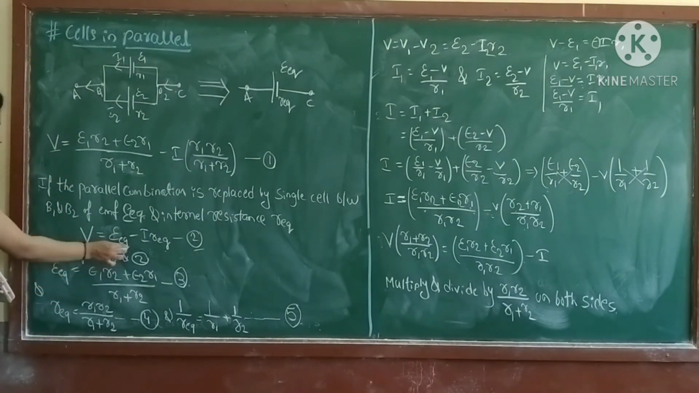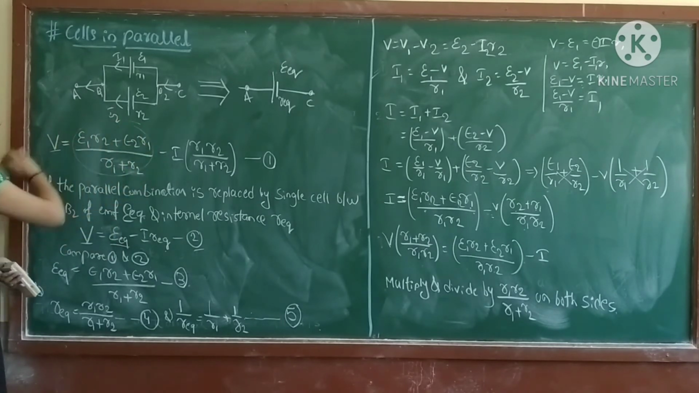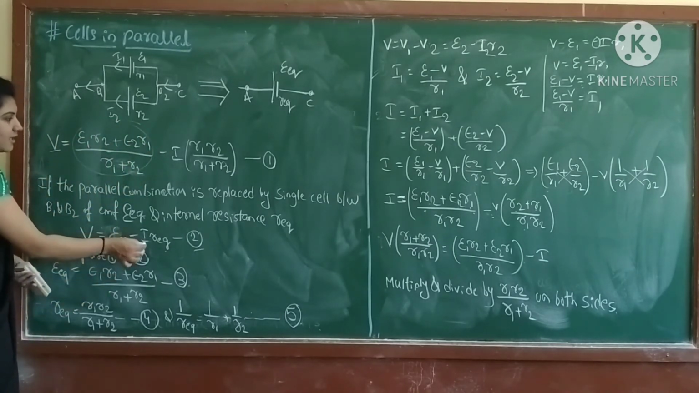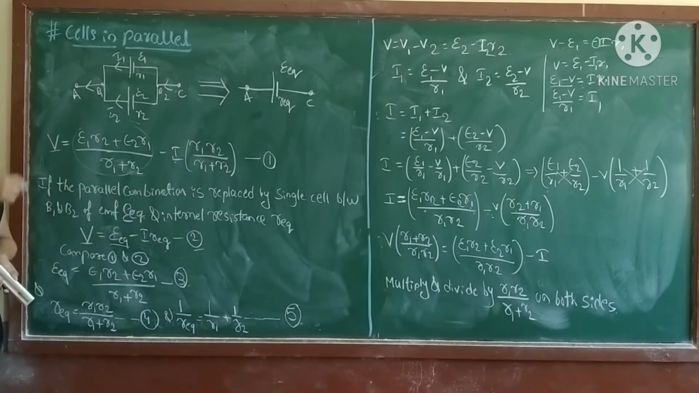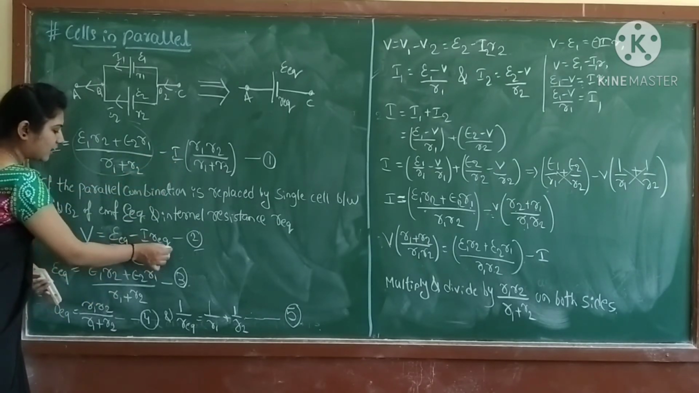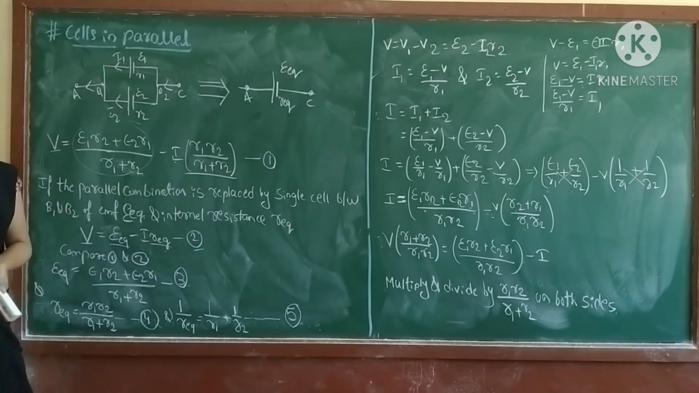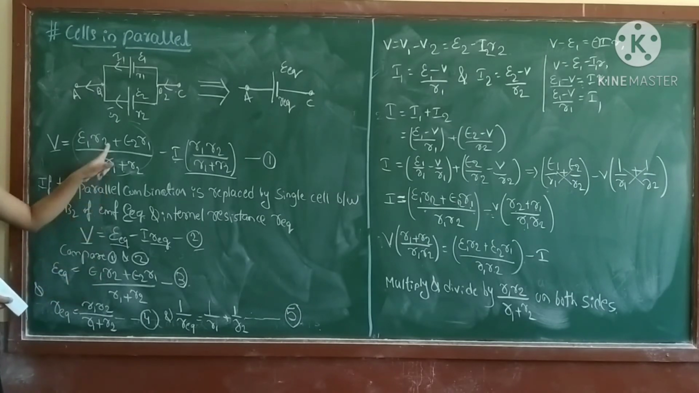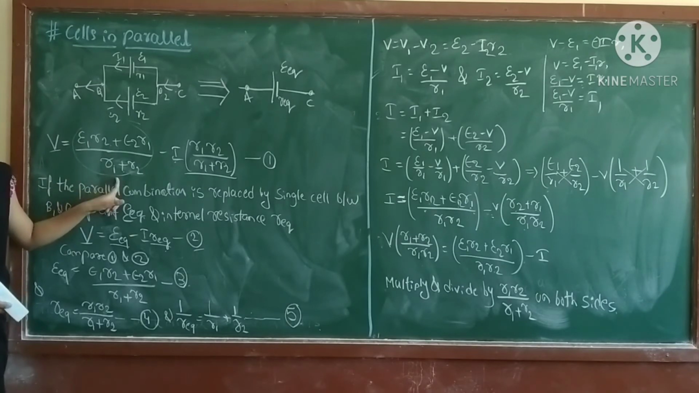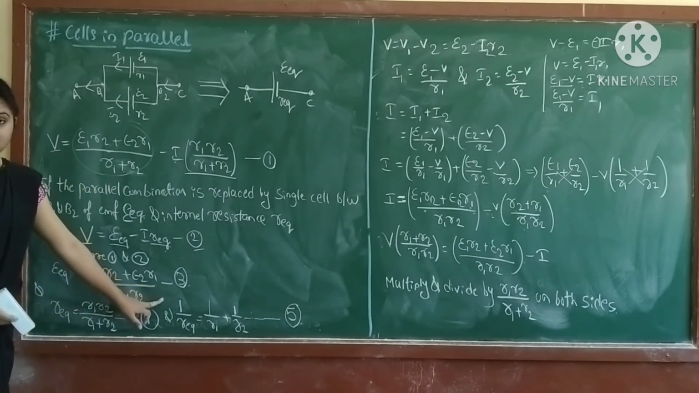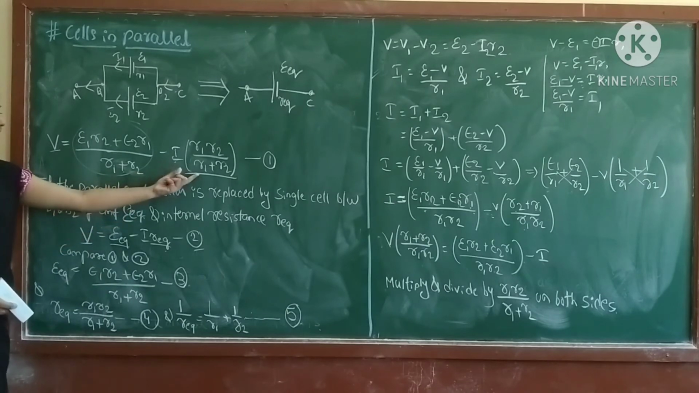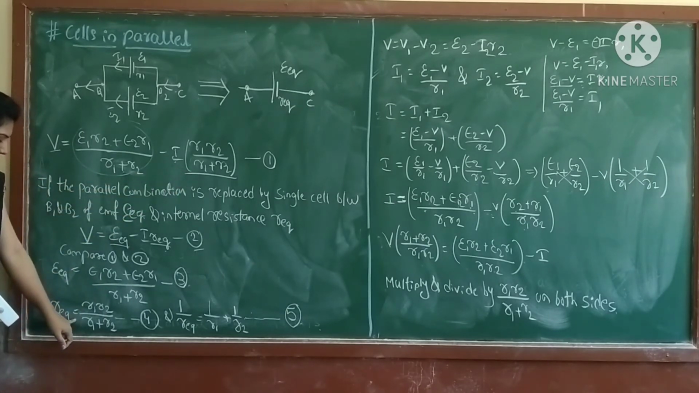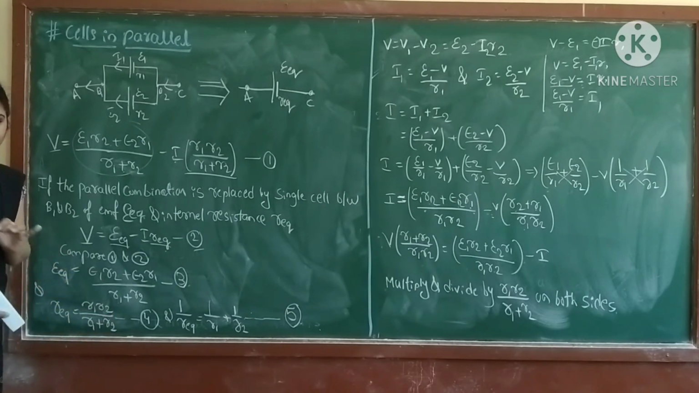So easily, E equivalent is equal to this much, minus I. Here also I, here also I, both will get cancelled. And for the R equivalent, you will get this value. So you can write E equivalent is equal to E1 R2 plus E2 R1 divided by R1 plus R2. Take it as equation number 3. Then R equivalent is equal to R1 into R2 divided by R1 plus R2.